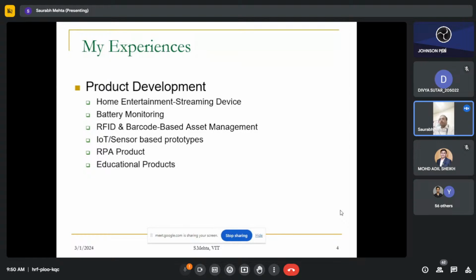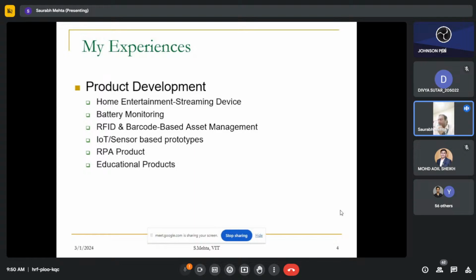Similar to that, battery monitoring, RFID, barcode asset management, IoT sensor, and many of the products which I have been involved in or developed are still working in the industry. So it always gives some kind of satisfaction as an engineer that these are the things we have created and people are finding them useful. So this is basically my background.